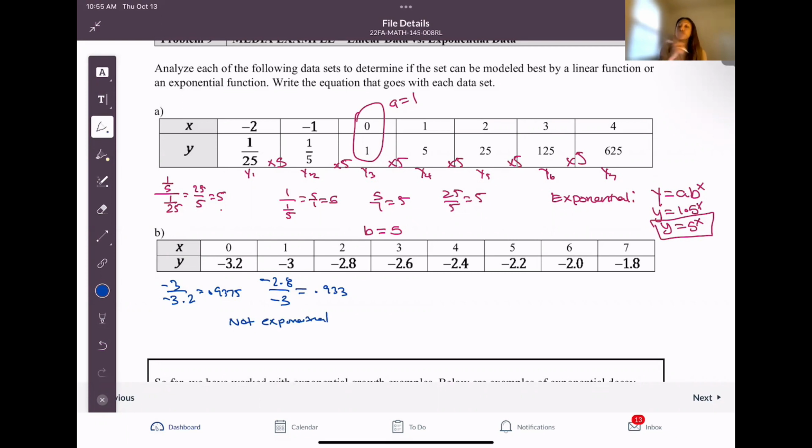But if we subtract the outputs and look at the rate of change, let me write it this way. To go from negative 3.2 to negative 3, we're adding 0.2. To go from negative 3 to negative 2.8, again, we're adding 0.2. The difference between those two numbers is 0.2. From negative 2.8 to negative 2.6, adding 0.2. So we see here that the outputs are increasing by 0.2.